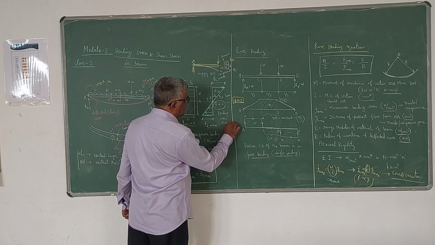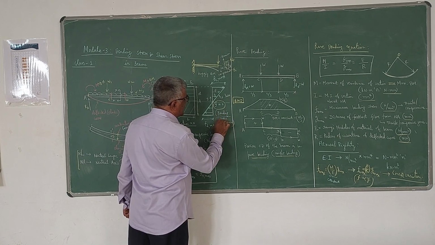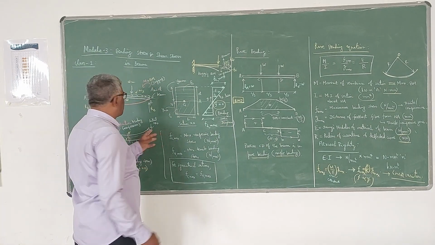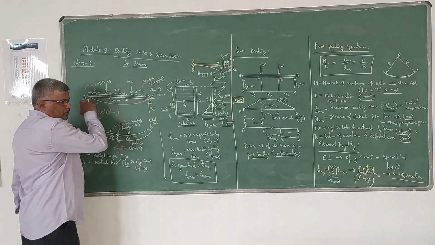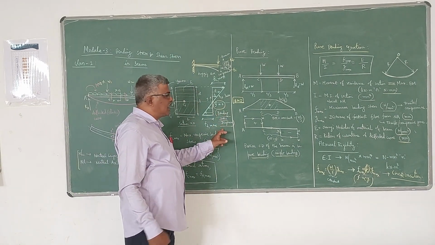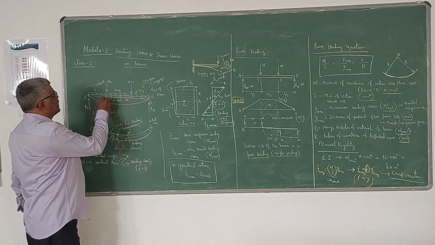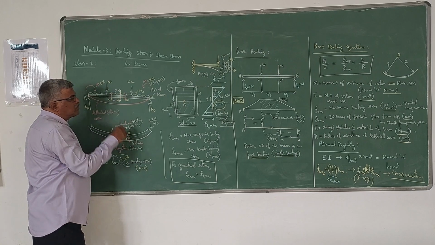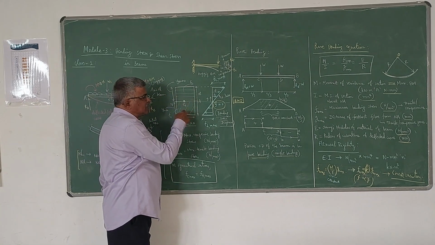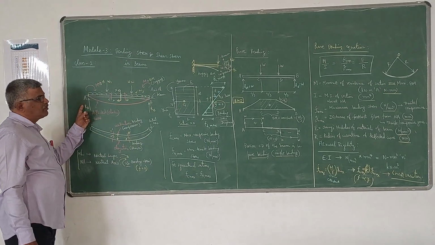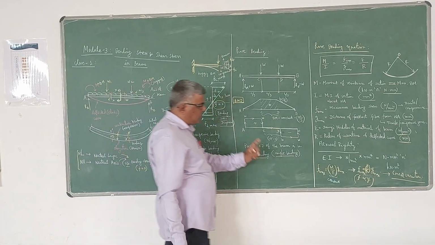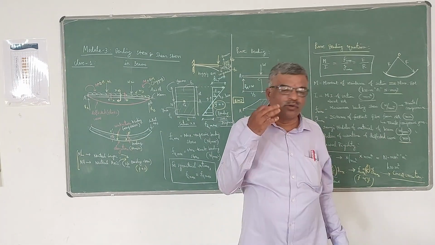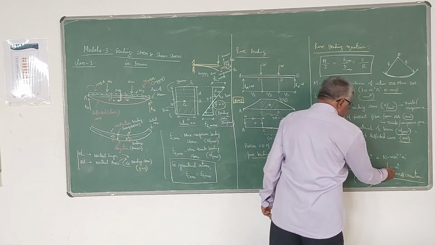Let's compare with the bending moment diagram. Here it is the bending stress diagram. The difference between the bending moment diagram and the bending stress diagram is that the bending moment diagram is written for the entire length of the beam, whereas the bending stress diagram is written at a particular section of the beam. So what I mean to say here is that bending stress varies linearly with the distance from the neutral axis. That is called linear variation.